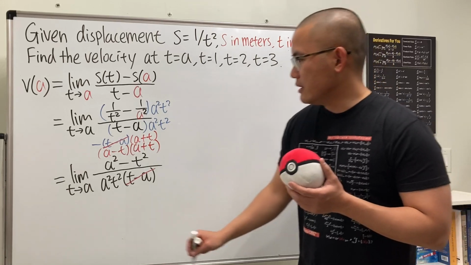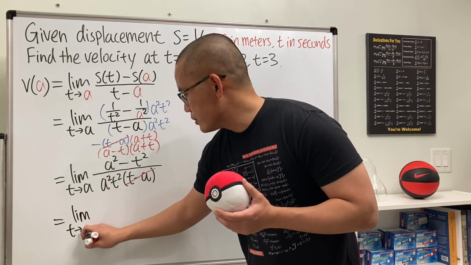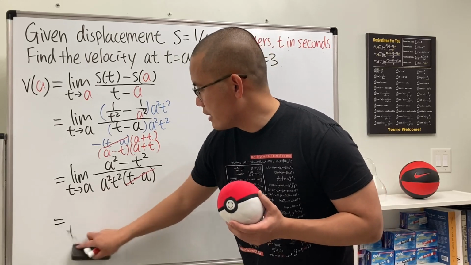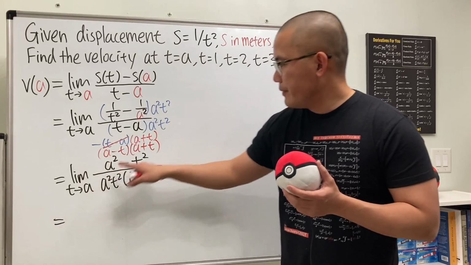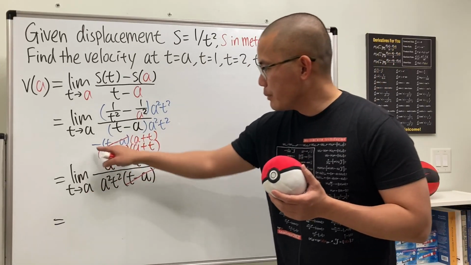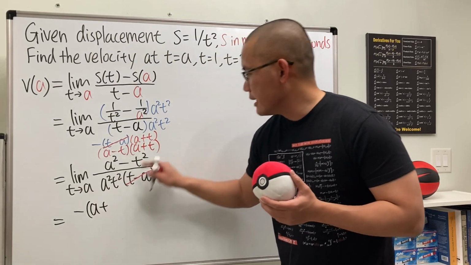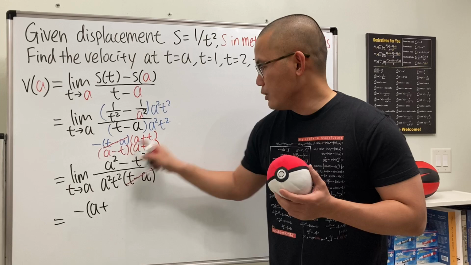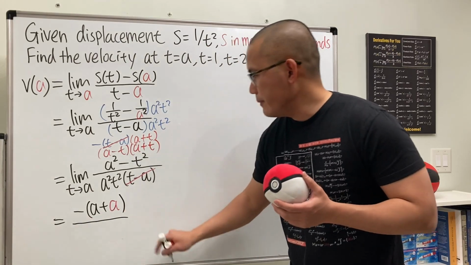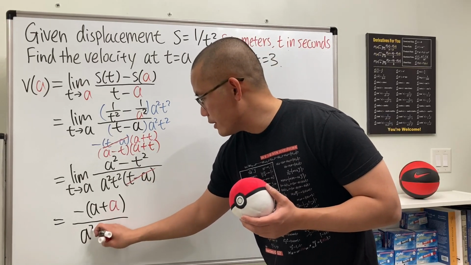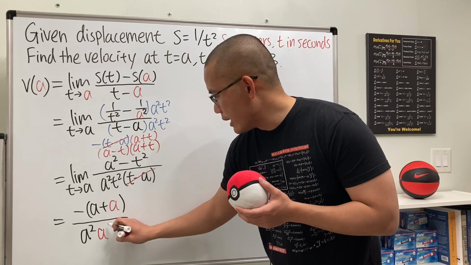So what we have is the following. The limit as t goes to a. Actually, let's just go ahead and plug in the a already because we canceled it out already. So let's put the a into this t. So on the top we get negative, and then we have this a plus the t. Again, we plug in a into the t. So we have the a here, and then divided by a squared, still a squared. But we put the a into the t, so we have another a squared right here.